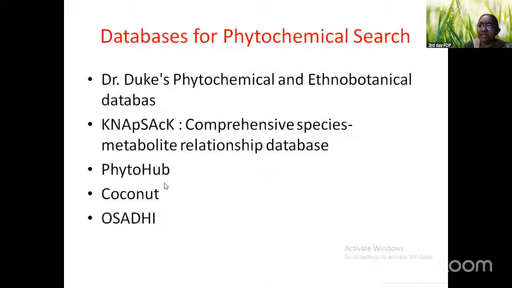Coming to the last one, that is the phytochemical search. Here there are 4 to 5 databases. So the first one is Dr. Duke's Phytochemical and Ethnobotanical Database. Second one is the KNApSAcK Comprehensive Species Metabolite Relationship Database, and PhytoHub, COCONUT and Oshadi.